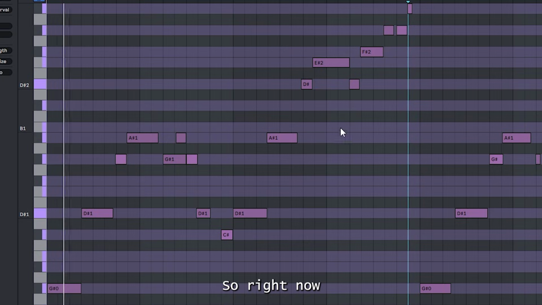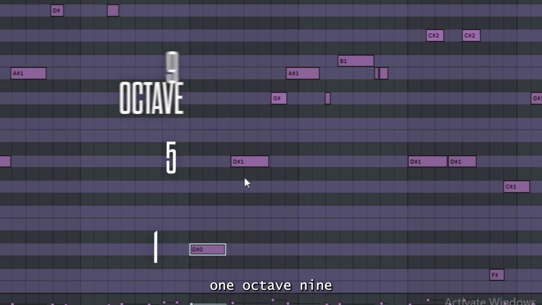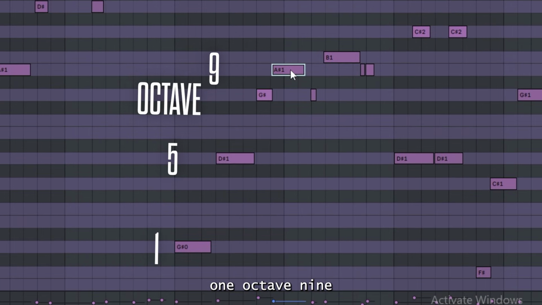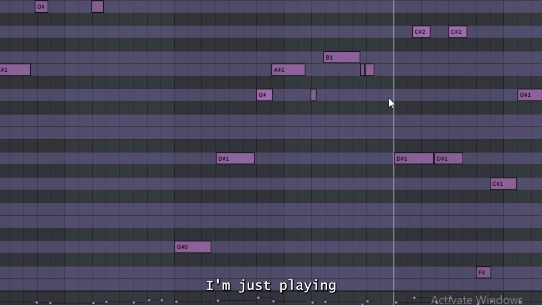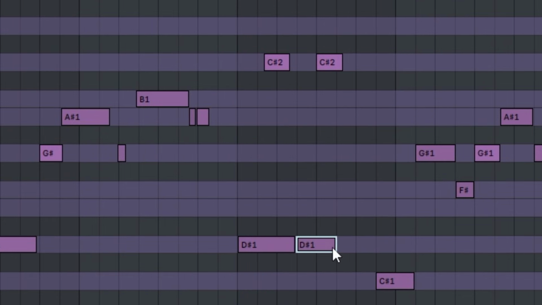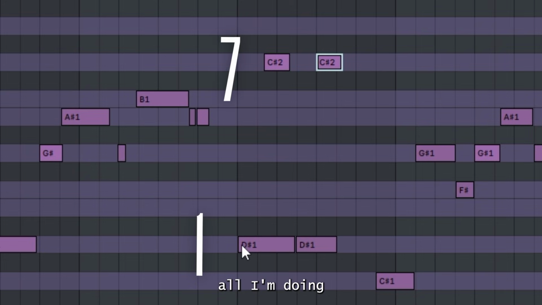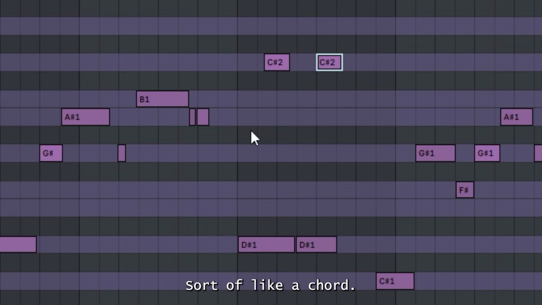So right now, then right here, 1, 5, octave, 9, and then whatever sprinkles. So really the pattern is I'm just playing the 1, 5, octave, then the 9, and then playing whatever I want right after. And then right here, this is really nice, because all I'm doing is just playing the 1 and then the 7, back to the 1 to the 7, sort of like a chord.